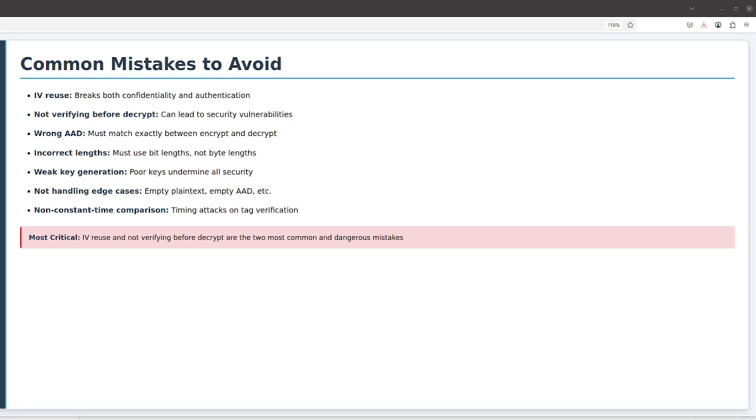If you accidentally use byte lengths, authentication will fail. Also, the order matters. AAD length comes first, then ciphertext length.